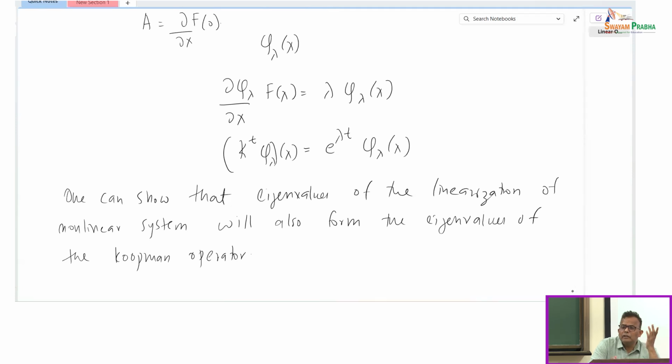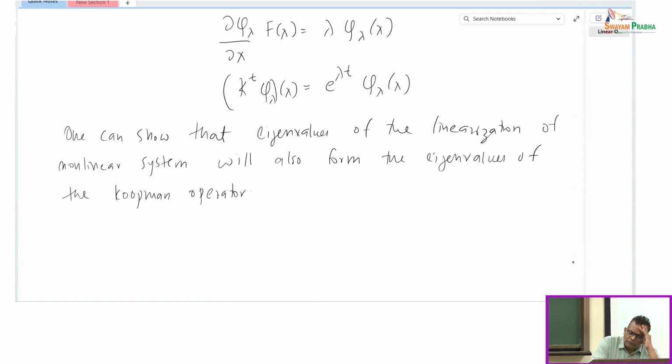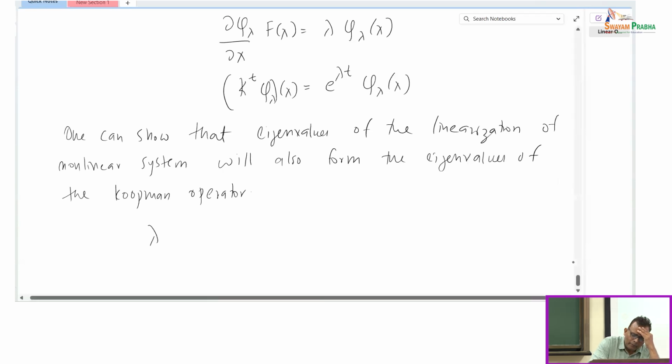the eigenvalues of the linearization of a nonlinear system will also form eigenvalues of the Koopman operator, as we discussed yesterday. So if the linearization has n eigenvalues, then all of them will also be eigenvalues of the Koopman operator. Now you can ask what the corresponding eigenfunctions are. Let's say lambda is one of the eigenvalues of the linearization.